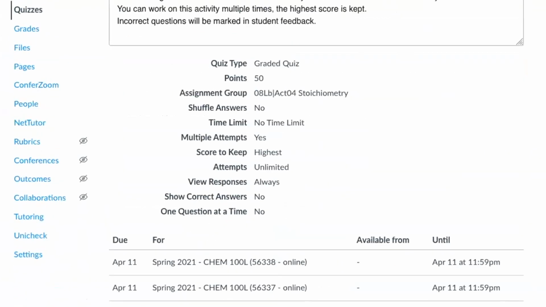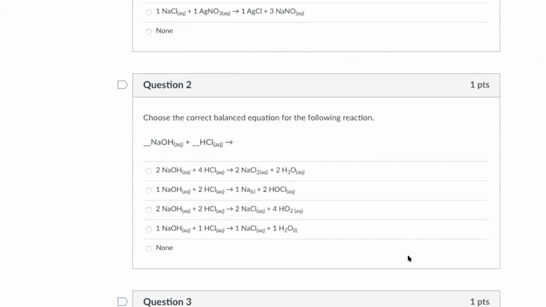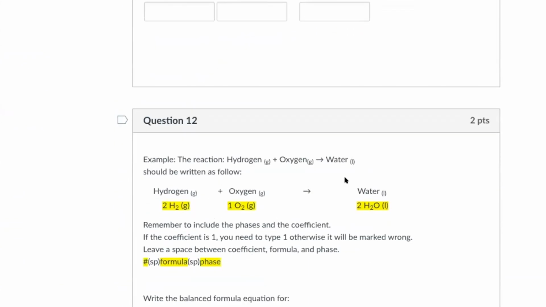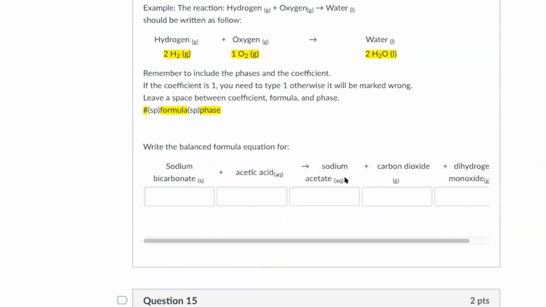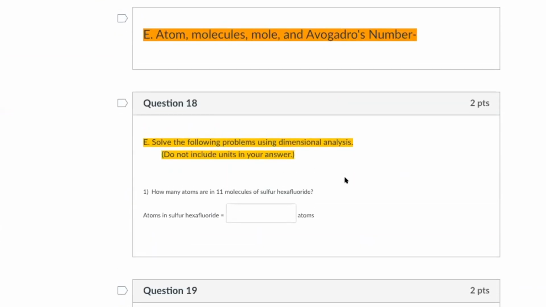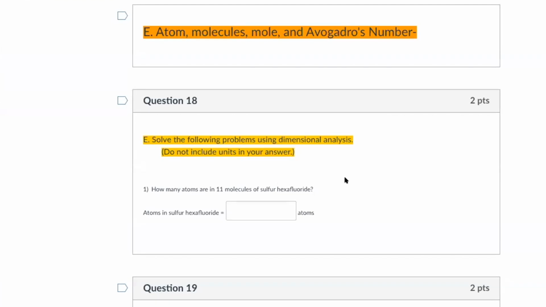And let me give you a preview. It's mixed between balancing chemical reactions, dealing with the moles, and then stoichiometry at the very last. Okay, right here is atoms, molecules, moles, Avogadro's number. How many atoms are in 11 molecules of sulfur hexafluoride?